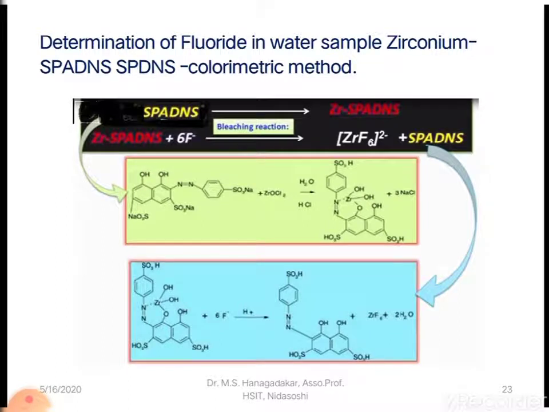So this clearly explains how the chemical reaction takes place in the colorimetric estimation of fluoride by using the zirconium SPADNS reagent. Friends, you are using zirconium oxychloride here. When it is made to react with your SPADNS reagent, it forms the red colored dye, the zirconium SPADNS reagent. When this zirconium SPADNS reagent reacts with your fluoride-containing water, that is 6F minus, it leads to the separation of SPADNS dye, a yellow colored solution, with colorless zirconium hexafluoride and water.